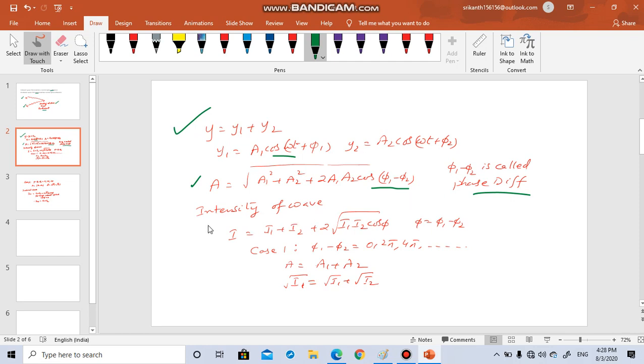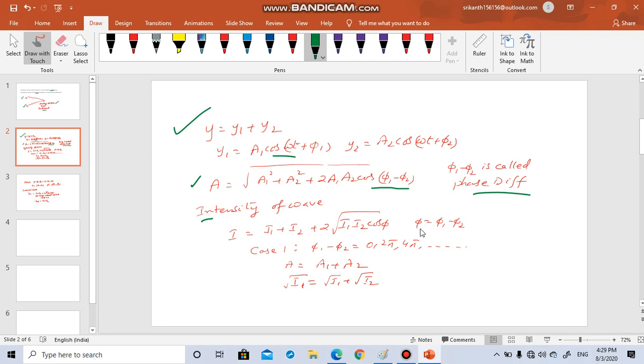There is another parameter called the intensity of the wave. When you take these two waves, it is given by the expression I is equal to I1 plus I2 plus 2 root over I1 I2 cos phi, where phi is phi 1 minus phi 2. These two expressions are very useful in numericals, so you should remember them. Anyone very much interested in the derivation can message me. It's a very simple derivation. So remember this.